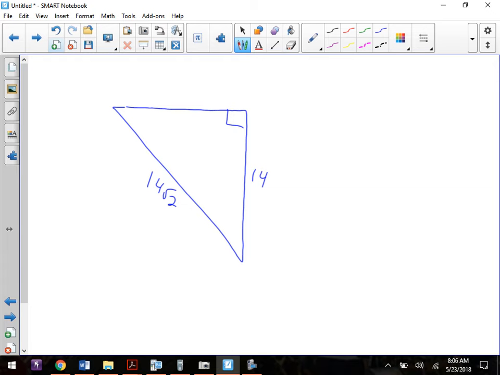So I had to do this crazy thing called math to figure out my missing side length. Now, if I didn't recognize that I had a 14 and a 14 root 2, could I have used this crazy little thing called the Pythagorean theorem at some point to figure out what this is? You may or may not have seen that at some point in your lives.